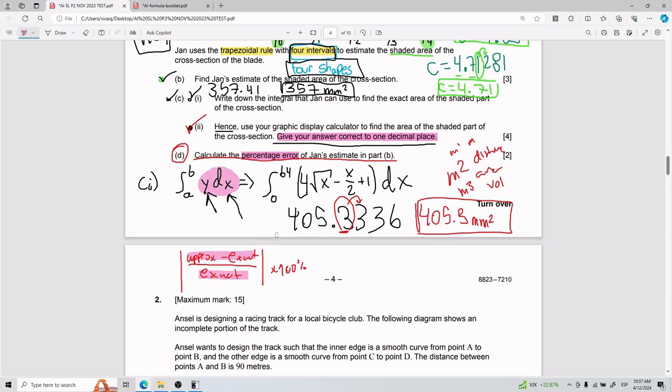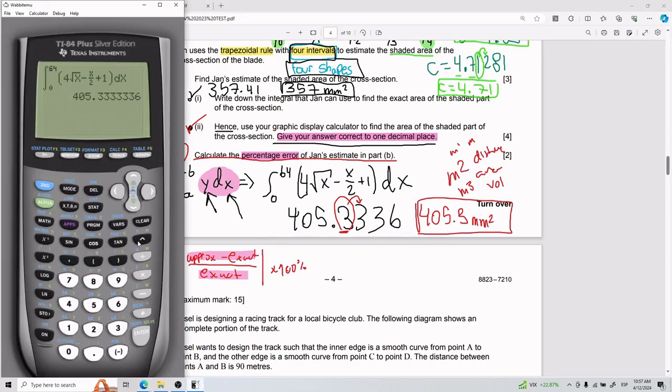Now again, it's important to understand which one is your approximate, which one is your exact. As I mentioned, the integral gets the exact value, and the trapezoidal rule is the approximate. And so here, the approximate, which we got earlier, is this one here, the 357, right? And you subtract the exact one and divide it by the exact one.